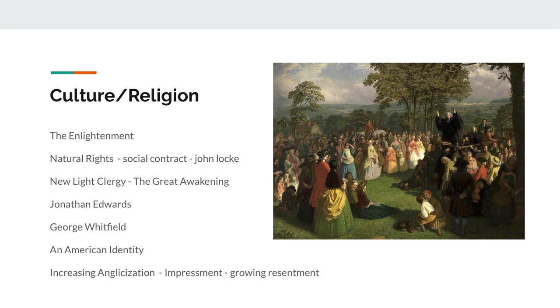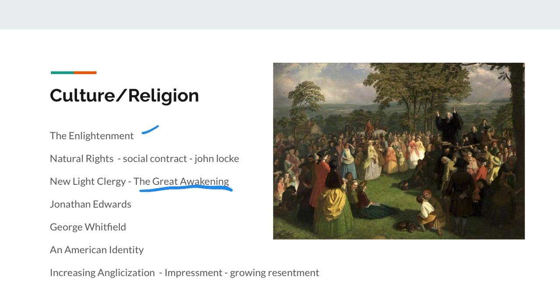All right, here, culture and religion. Remember the Enlightenment's going on during this time period. It is an intellectual movement. Okay, don't get it confused with the Great Awakening. We'll talk about it in just a second. In the Enlightenment, the idea is that reason, rationality, science are going to trump traditional ways of authority, like the church and the crown and that sort of stuff.